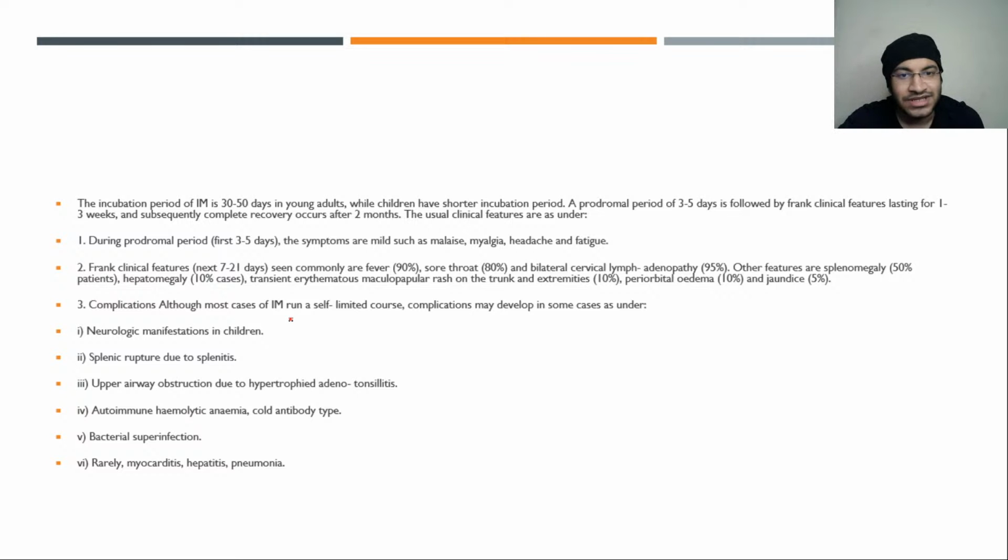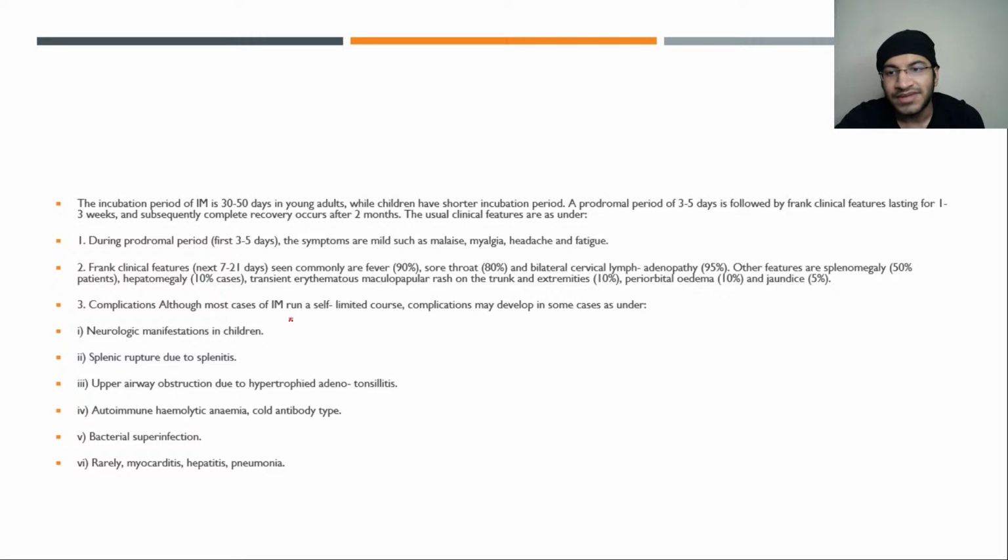The usual clinical features are as under. First, during the prodromal phase, the first 3 to 5 days, the symptoms are mild such as malaise, myalgia, headache and fatigue. Second is the frank clinical feature phase that occurs in the next 7 to 21 days. These are the symptoms commonly seen: fever in 90% of individuals, sore throat, bilateral cervical lymphadenopathy, and other features like splenomegaly, hepatomegaly, transient erythematous maculopapular rash on the trunk and the extremities, periorbital edema and jaundice.